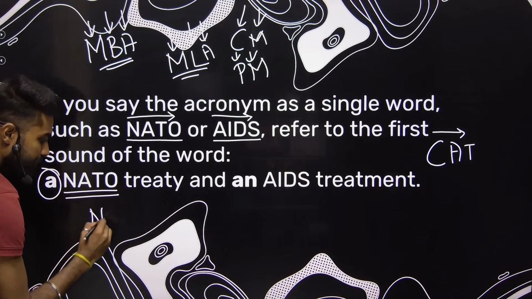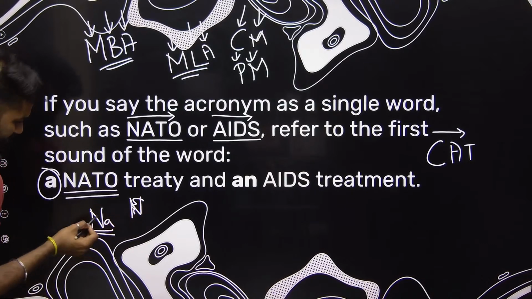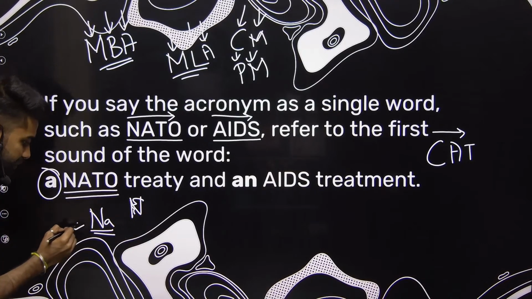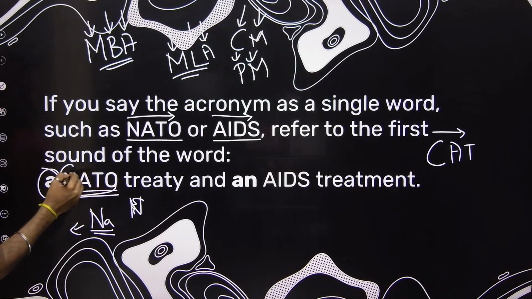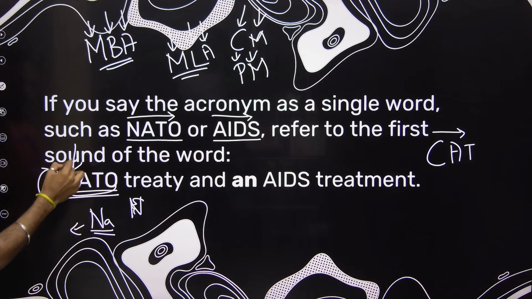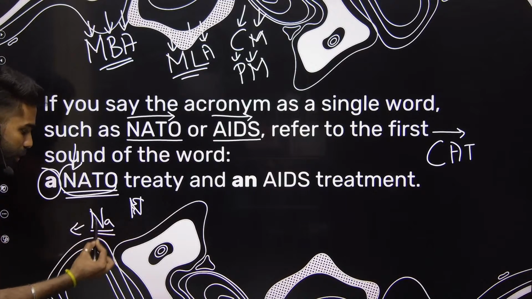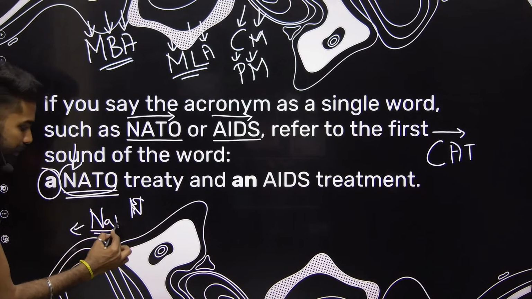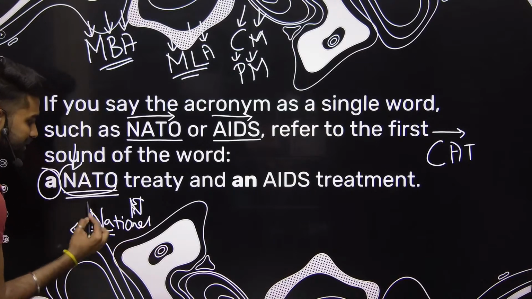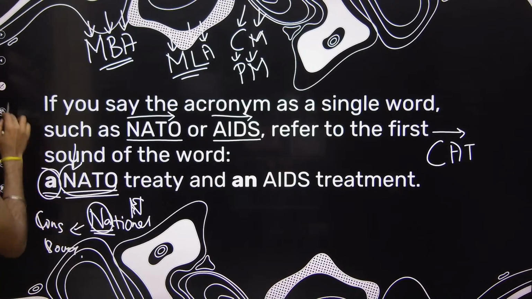Because with NATO, here I'm not pronouncing the letter "en", okay? Here I'm pronouncing "Na". If it were not a single word, then I would be pronouncing "en". Whereas here it is one single word, so I'm pronouncing it as NATO, okay? For example, national, NATO. It is producing the "Na" sound. So it is a consonant sound, so I'm using "a" before it, right?